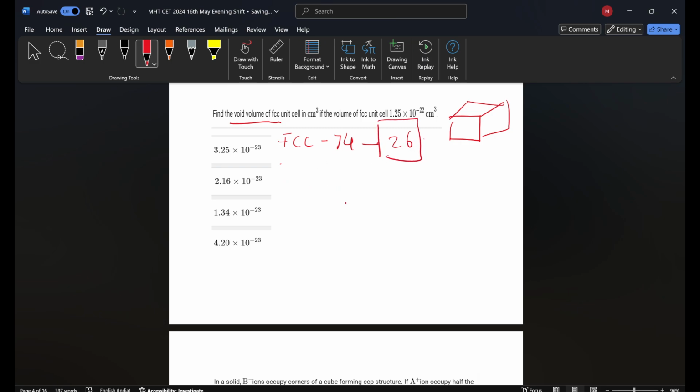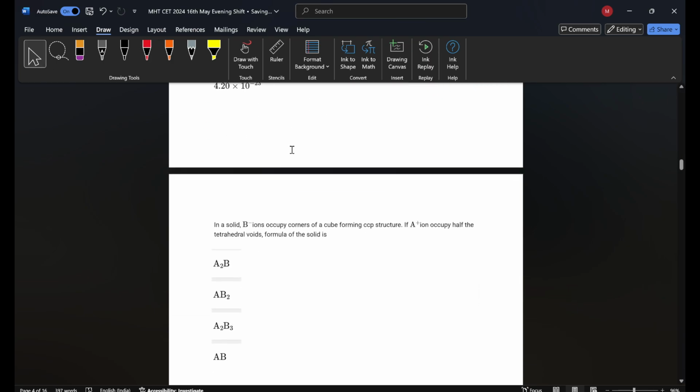So they are asking us 26% is remaining. So 1.25 into 10 raised to power 22 into 26. So we are just supposed to calculate this, and the answer to this is I think 2.16. If the answer is wrong, do let me know in comments, because this is not a part of chemistry, guys, and I'm very lazy in terms of calculations. So I don't like to actually calculate a lot. I just like solving.